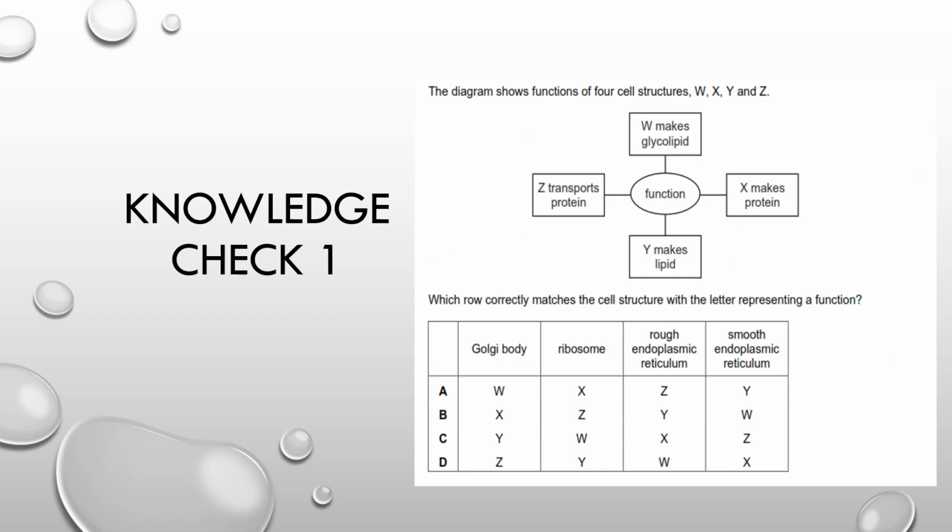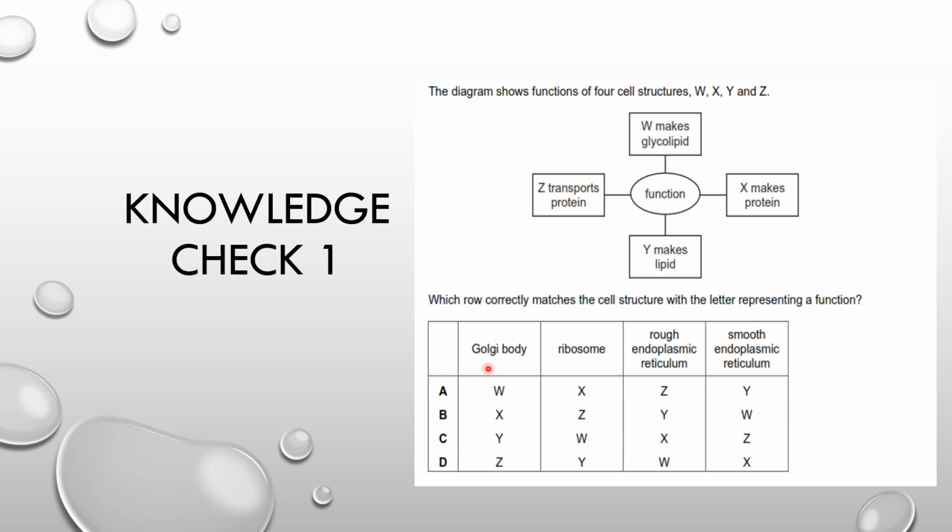Guys, let's go. This is the first check. The diagram shows functions of four cell structures: W, X, Y, and Z. So look at them. These are the functions. W makes glycoprotein, Z transports protein, Y makes lipid, X makes protein. Which row correctly matches the cell structure letter representing a function? Remember, you are supposed to pause this video and try the question. This is knowledge check 1.